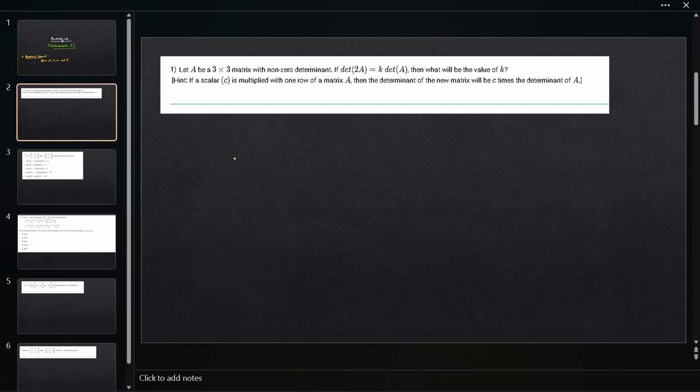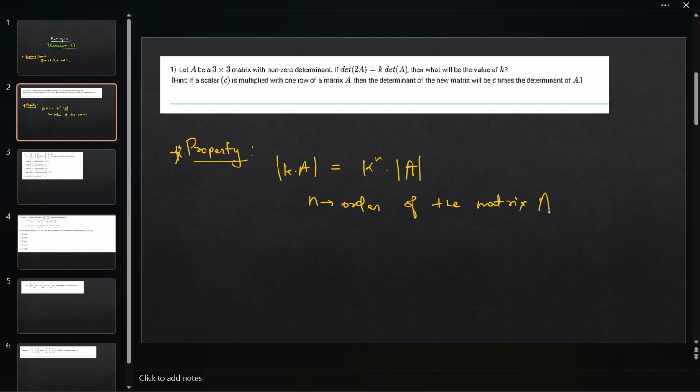K? So first, let's see one property of determinant. There is one very important property that says that if you want to get the determinant of K times A, then it is equal to K to the power N multiplied with determinant of A. Now, what is N? N is order of the matrix A.